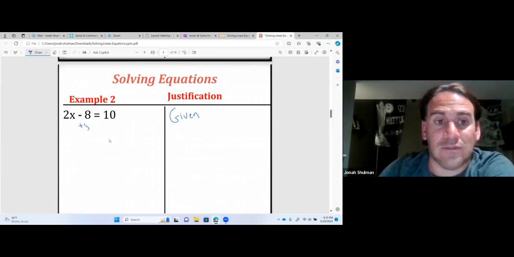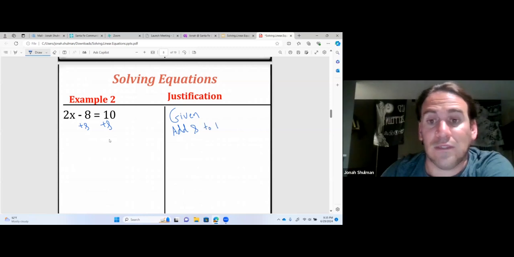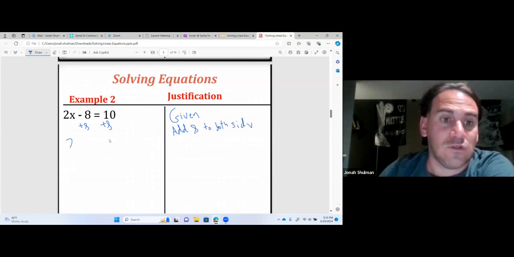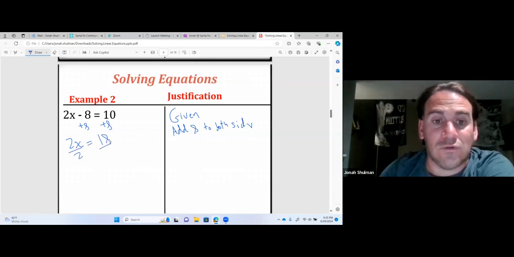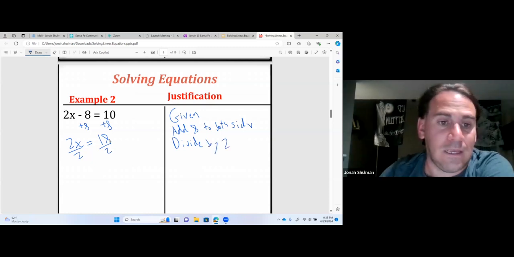We're going to add 8 to both sides. You can write inverse property of addition, or you can say add 8 to both sides. But why do we add 8 to both sides? The inverse property of addition. So I have 2x equal to 18. We divide by 2 on both sides, which is the inverse property of multiplication. Divide by 2. And I'm left with x equals 9, which is our answer.